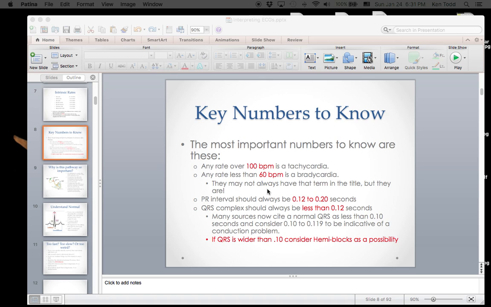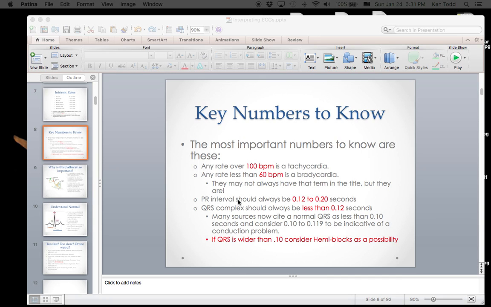You can have a junctional escape rhythm, which by definition is bradycardic. It'll be less than 60 beats a minute. Or you can have atrial fibrillation with rapid ventricular response, which will be over 100, which is a tachycardia. So just because it doesn't say tachycardia or bradycardia in the name, just know that if it's over 100, it's too fast. If it's under 60, it's too slow.